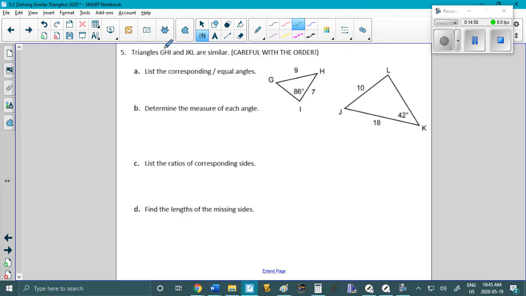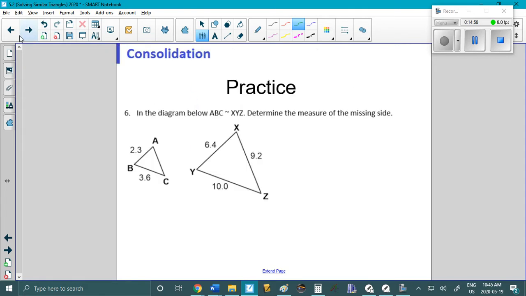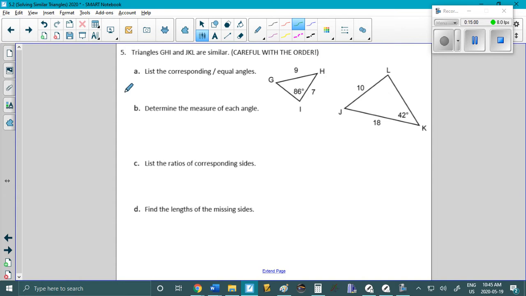The only extra little piece is this. And this is the important part, so if you've been half asleep, pay attention to this one example here because it's the important one. So triangles GHI and JKL are similar. This diagram is really going to mess with you because these triangles have been rotated. So ignore the diagrams to start.